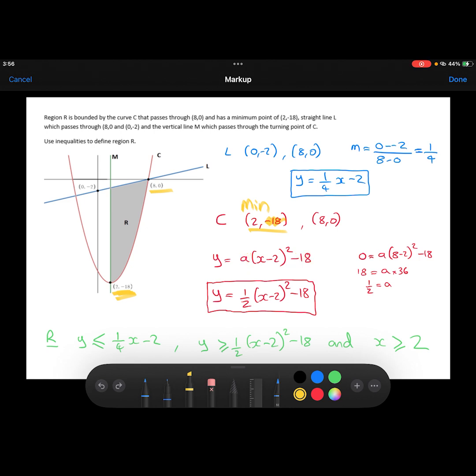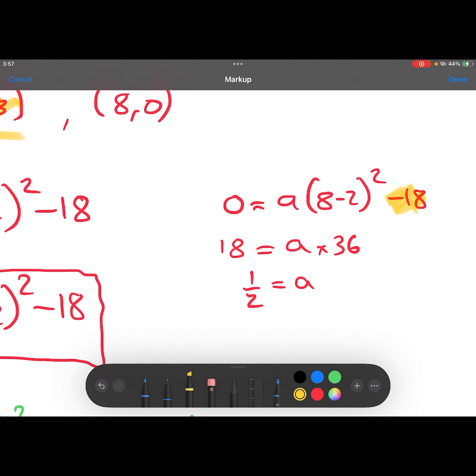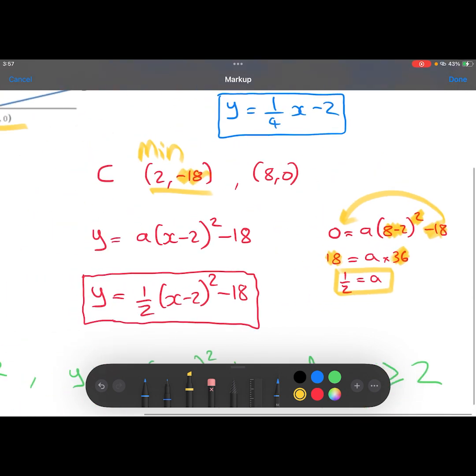I'm going to use this coordinate to work out what this number might be. So I've substituted 0 in instead of the y here, and I've substituted 8 in instead of the x here. I've then added the 18 over here. Here I've done the 8 - 2, which is 6. 6 squared is 36. So 36 times a is 18. So a is 1/2, which is what I've put there.